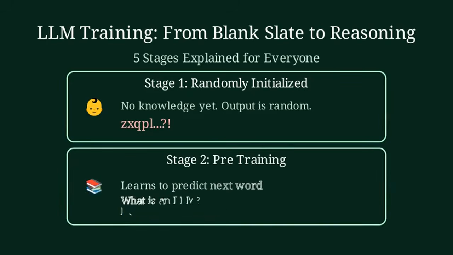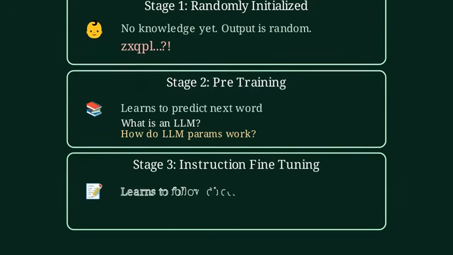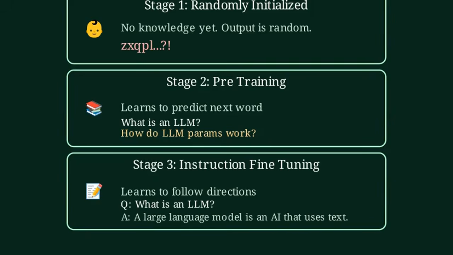Stage 2 is pre-training. The model reads a huge library and learns to predict the next word. It becomes good at completing text, but not yet at conversation. Stage 3 is instruction fine-tuning. The model is shown many question and answer pairs, so it learns to respond helpfully.